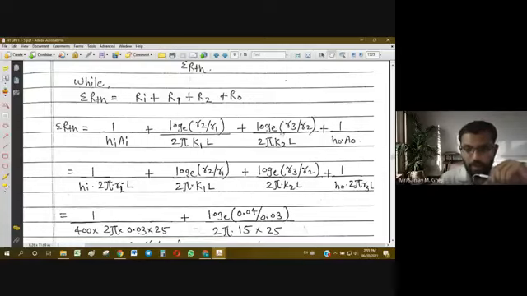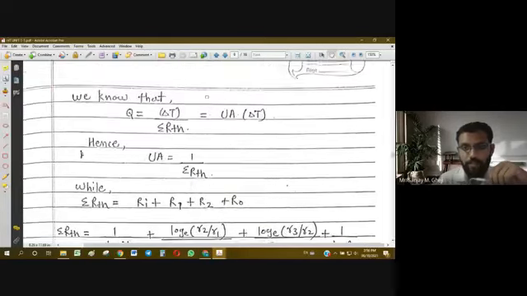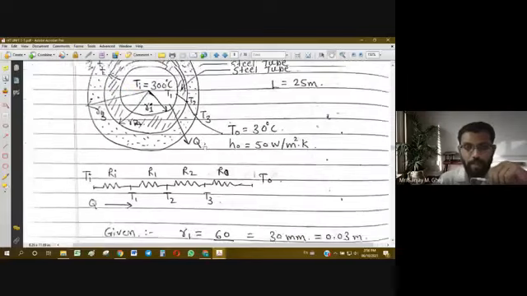While applying this formula, you have to be careful of this ratio of radius. This is outer radius upon inner radius. For the steel tube, r2 is the outer radius and r1 is the inner radius. For insulation, the outer radius is r3 and the inner radius is r2. So the outer radius of the steel tube becomes the inner radius for insulation, because it starts right after the inner tube. This idea you can get from the diagram.